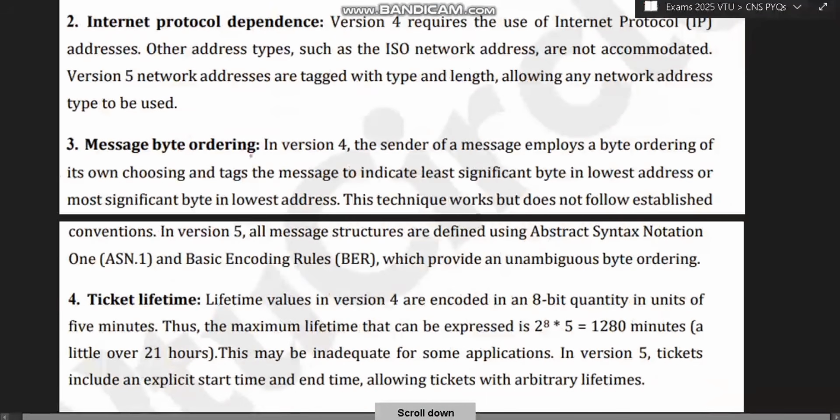Third one, message byte ordering. In version 4, the sender of a message employs a byte ordering of its own choosing and tags messages to indicate whether the least significant byte is in the lowest address or the most significant byte is in the lowest address. This technique works but does not follow the established convention. The convention is that all message structures are defined by abstract syntax notation and the basic encoding rules. These two have an unambiguous byte ordering, so we will be sure of the order of the bytes. That is present in version 5, which was absent in version 4.